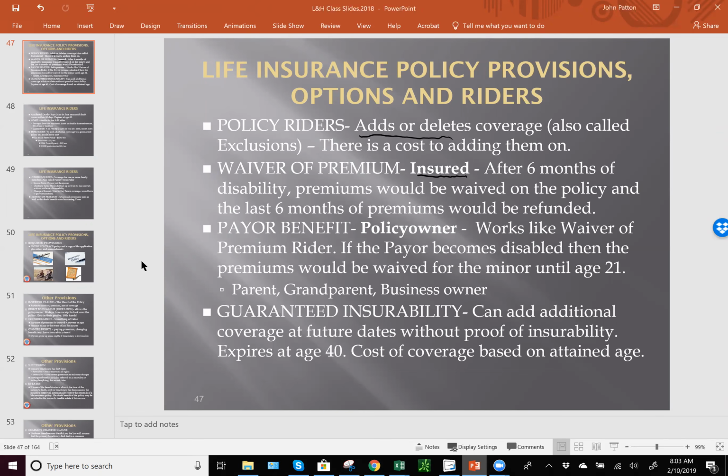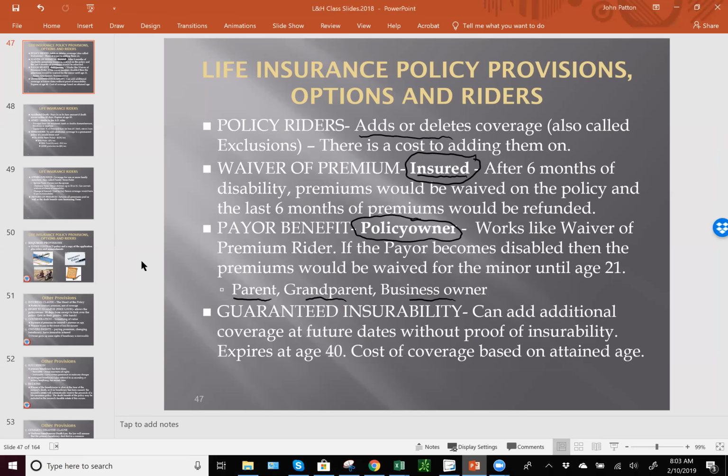So very important that for your test, anytime you have a question about a rider that waives premiums or you can forego making premium payments, they will always have waiver of premium and pay or benefit to choose from. So for you to pick waiver of premium as the answer, it would have to be the insured who is disabled. For you to pick pay or benefit as the answer, it would have to be a third party, the policy owner who is disabled. The way I've seen it on your test more oftentimes is parent or a grandparent or a business owner. So if you see any of those referenced in the question, then pay or benefit would be your answer.